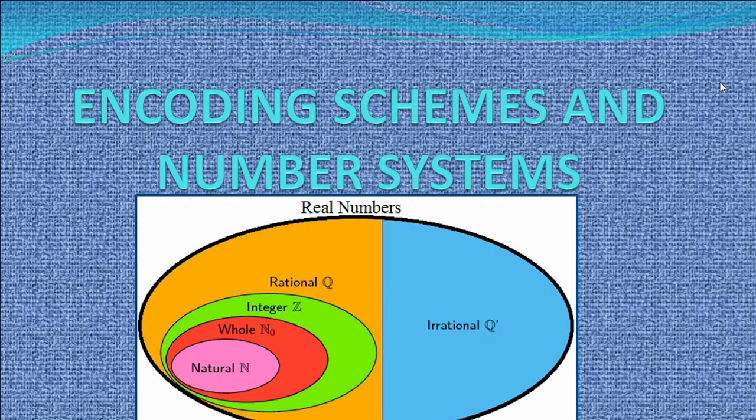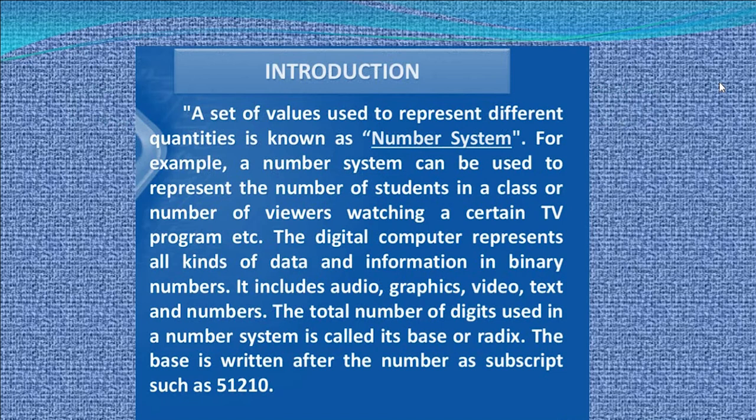Today, we'll be doing chapter number 2, Encoding Schemes in Number Systems. So, what is a number system? It is a set of values used to represent different quantities. For example, a number system can be used to represent the number of students in a class.